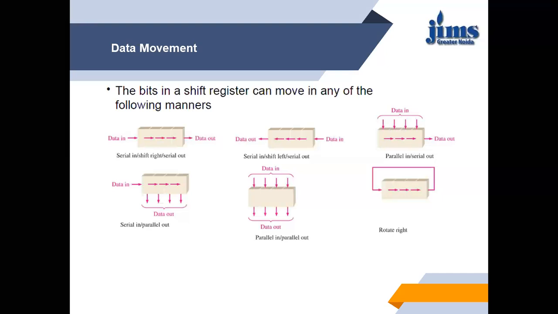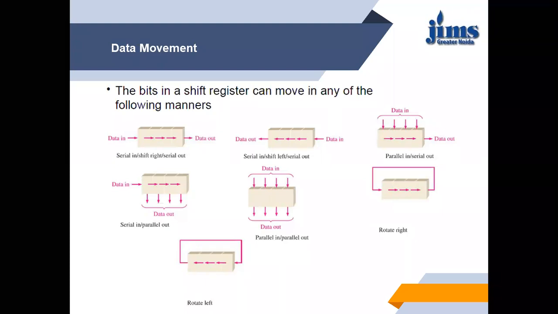It is a rotate right, data is rotating in a circle, means here data is in, then it is rotating, and with the help of the preset and clear, we can set our data or the output of the flip-flop at any moment. It is rotate left, again we can move our data in the left direction. So with the help of the preset and the clear, we can store data, whatever should be the output of the flip-flop, that can be decided. So these are the data movements in the flip-flop.